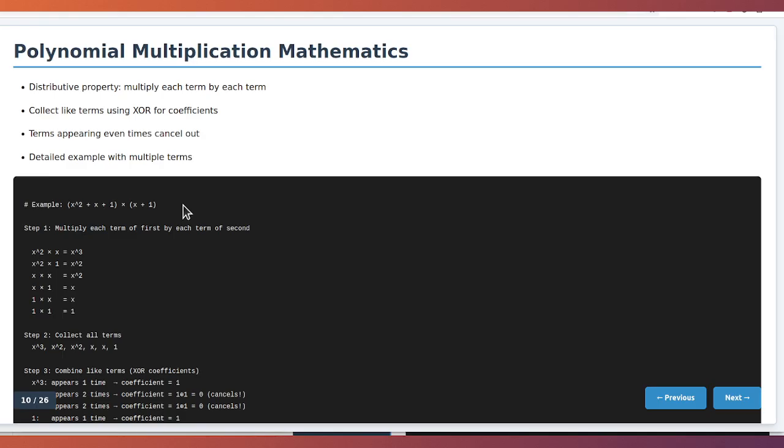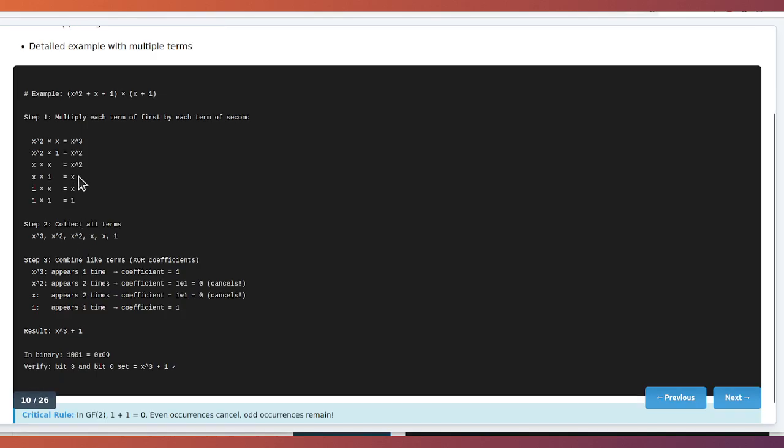In binary polynomial multiplication for GHASH, the process is identical except coefficients are only 0 or 1, and addition is XOR. Let's work through x squared plus x plus 1 times x plus 1. We multiply each term. X squared times x equals x cubed. X squared times 1 equals x squared. X times x equals x squared. X times 1 equals x. 1 times x equals x. 1 times 1 equals 1.